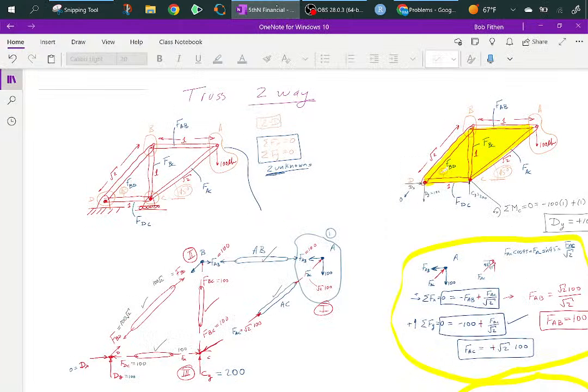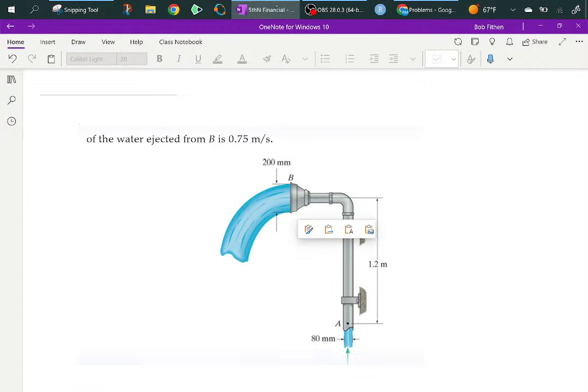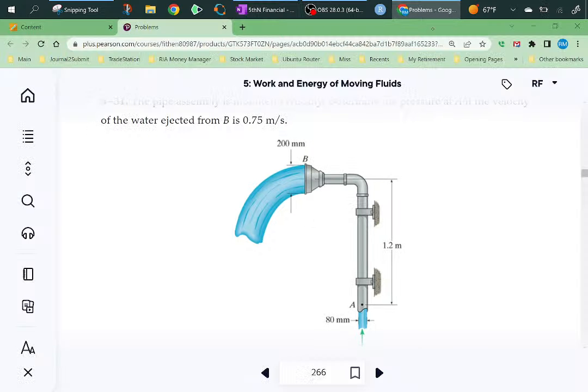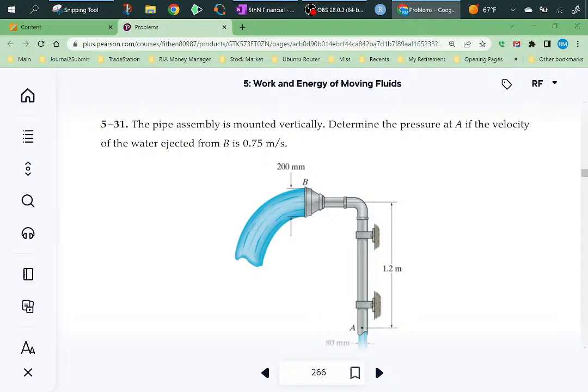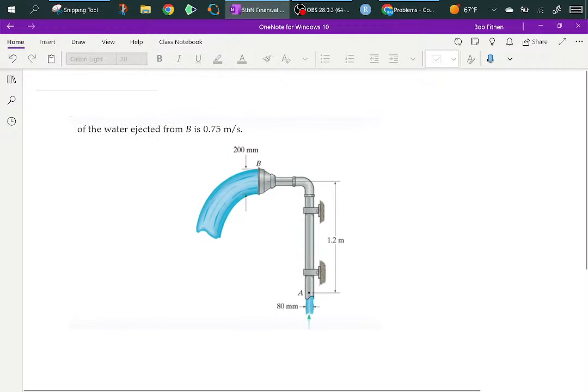But you know what? I'll go back and look and see what the question is. Yeah. Just determine the pressure at A at the velocity. Oh, okay. Wait, determine, the pipe assembly is mounted vertically. Determine the pressure. And that's it. Okay, that's easy enough. So, know the pressure at A. Okay. I don't think I need the other stuff right now.